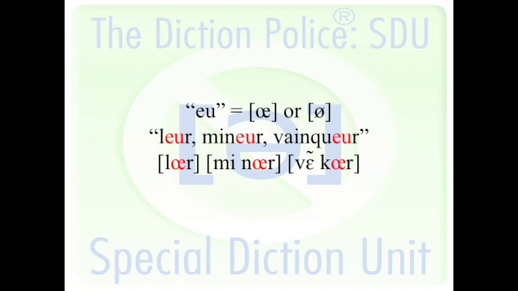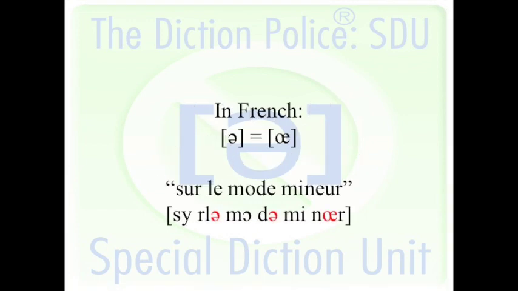In this case, the words we have here are all instances of OE. Okay. So that nasal vowel we encountered earlier when we were talking about the UN sound. And they are leur, mineur, and vainqueur. This OE sound is also a sound that we come across a lot because the French schwa is built on that sound, right?